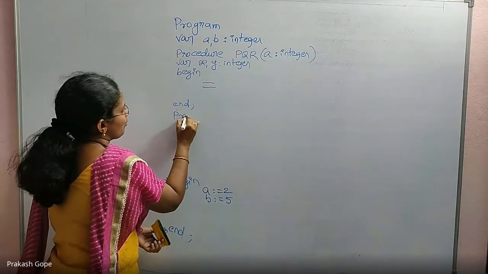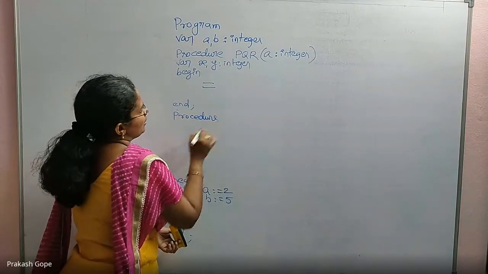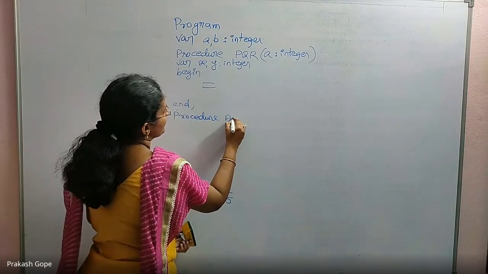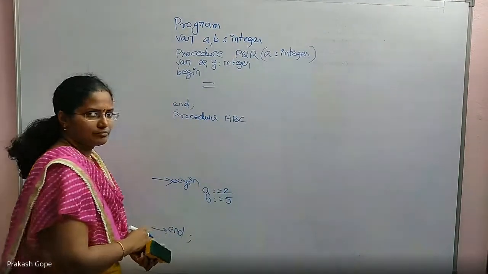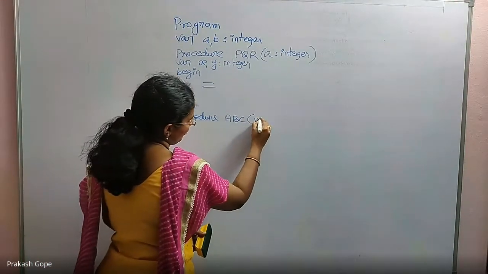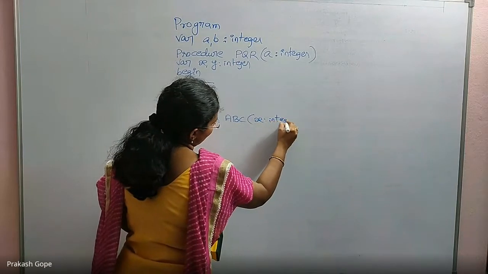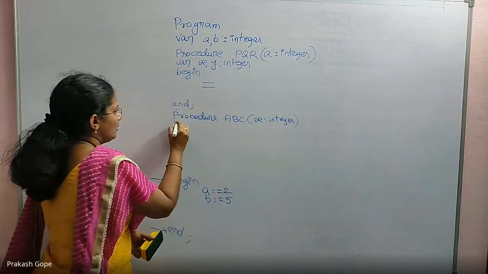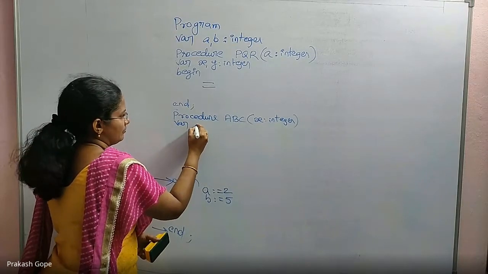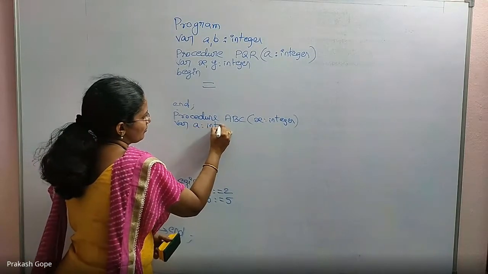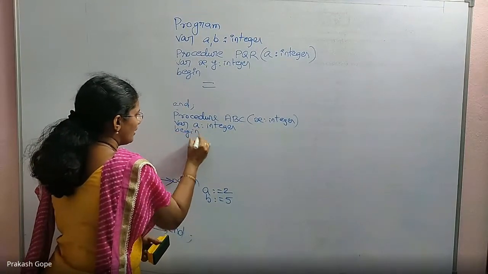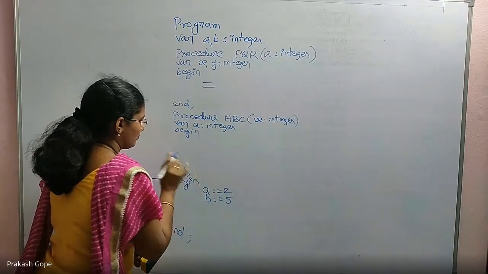I'm saying one more procedure. Its name is ABC, capital ABC, and it is taking a parameter called x, integer, and there is a local variable a, integer, begin, end. Okay.